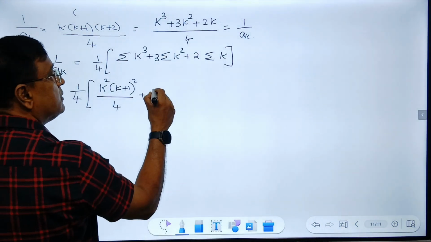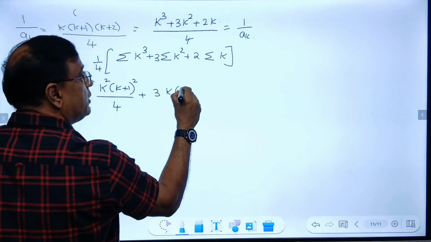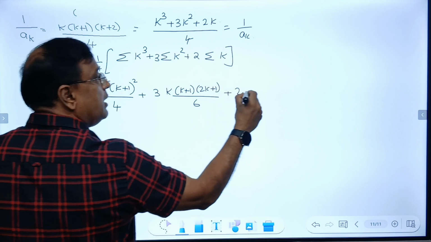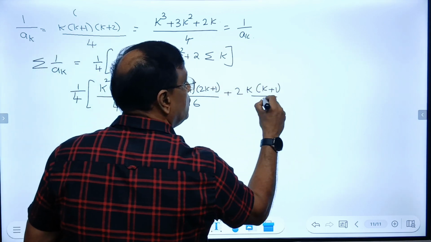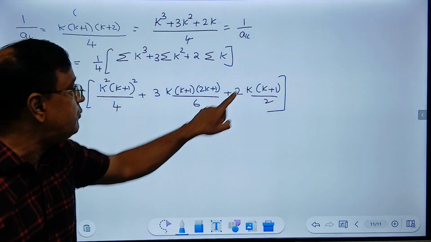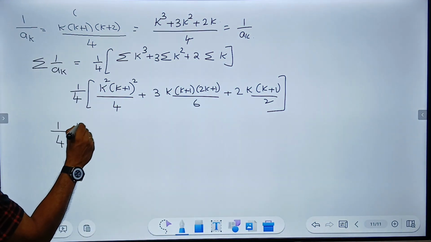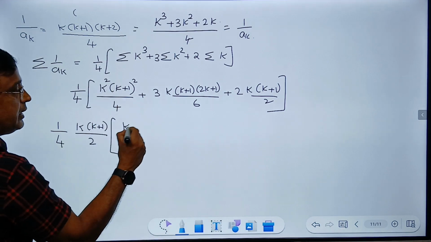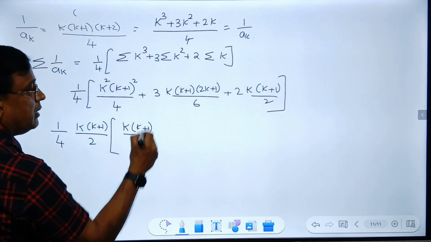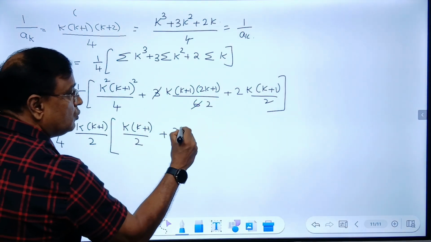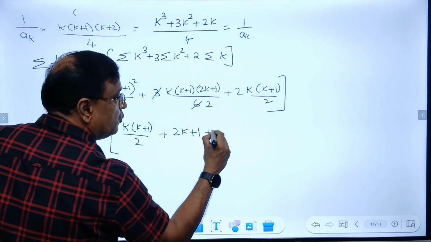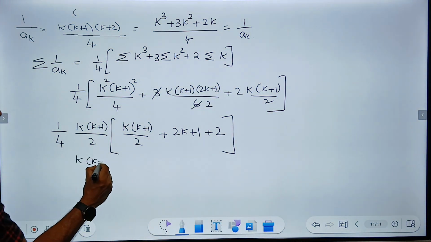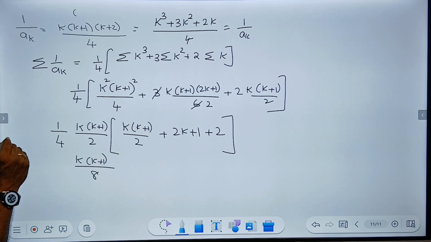What is sigma k square? Sum of squares of natural numbers, k into k plus 1 into 2k plus 1 by 6. And what is sigma k? It is k into k plus 1 by 2. Now if you look carefully, you can see clearly k into k plus 1 by 2 is common. So what are you left with inside? k into k plus 1 by 2 gets cancelled already. So you are left with only 2k plus 1, and you have a 2 here because this is taken out. So you have k into k plus 1 by 8, right?